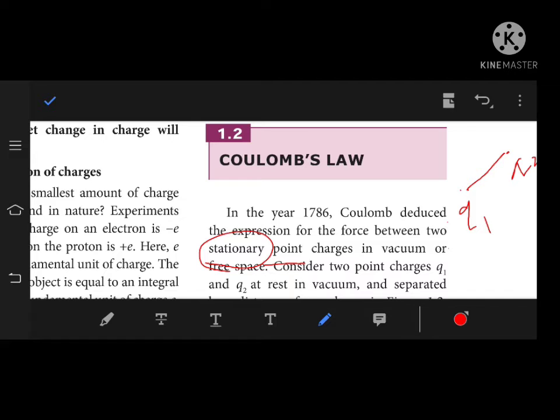Now these two charges are placed in vacuum or free space. What is meant by free space? The space which is free from all matter is called free space.